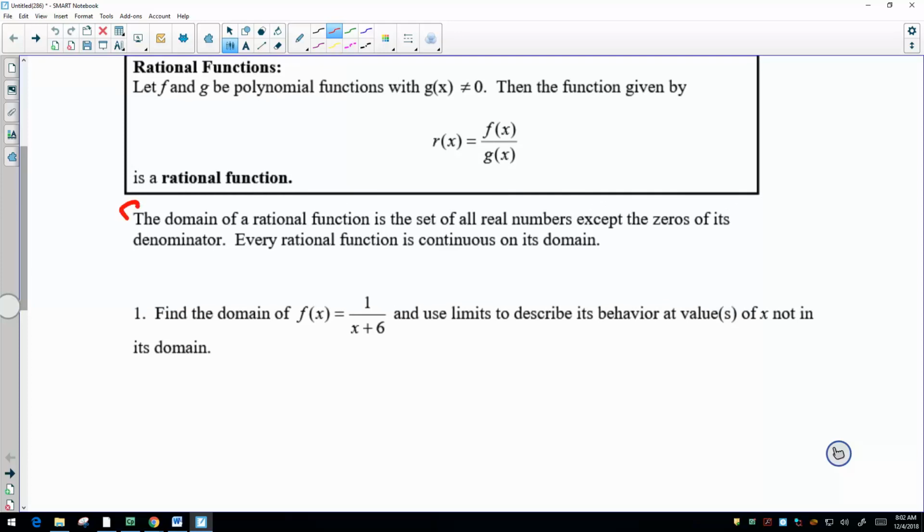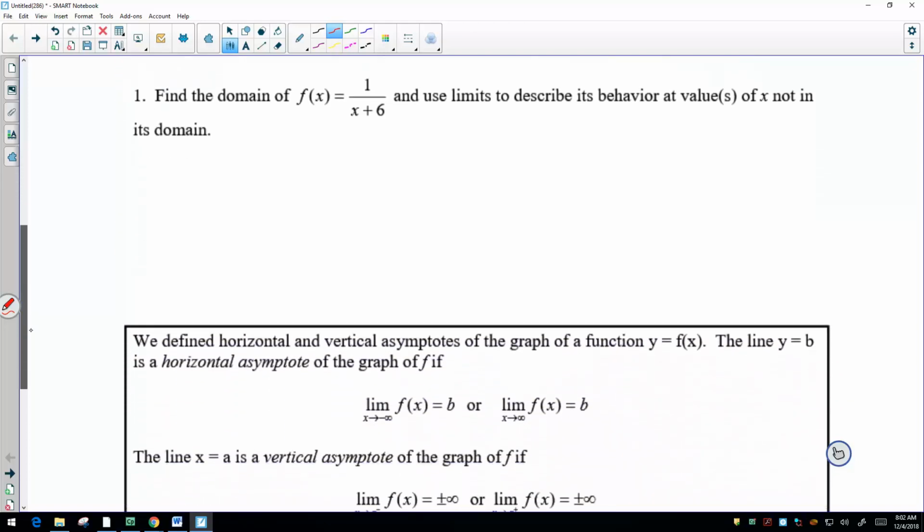One thing here, domain of a rational function is the set of all real numbers except the zeros in its denominator. So whenever we're looking for denominator restrictions, we've always said two things to look at would be either negatives under the square root or zeros in the denominator. Since a rational function will have a denominator, that's where you would look for your restrictions. So for number one, it's asking us to find the domain, and then we're going to use limits to describe the behavior at values not in its domain.